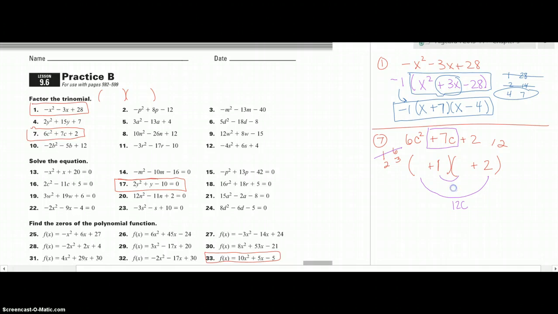So let's try 2 and 3. So 2c and 3c. 1 times 3c is 3c. 2c times 2 is 4c. If we add those together, we do indeed get 7c. So this is your final answer. That is your factorization.